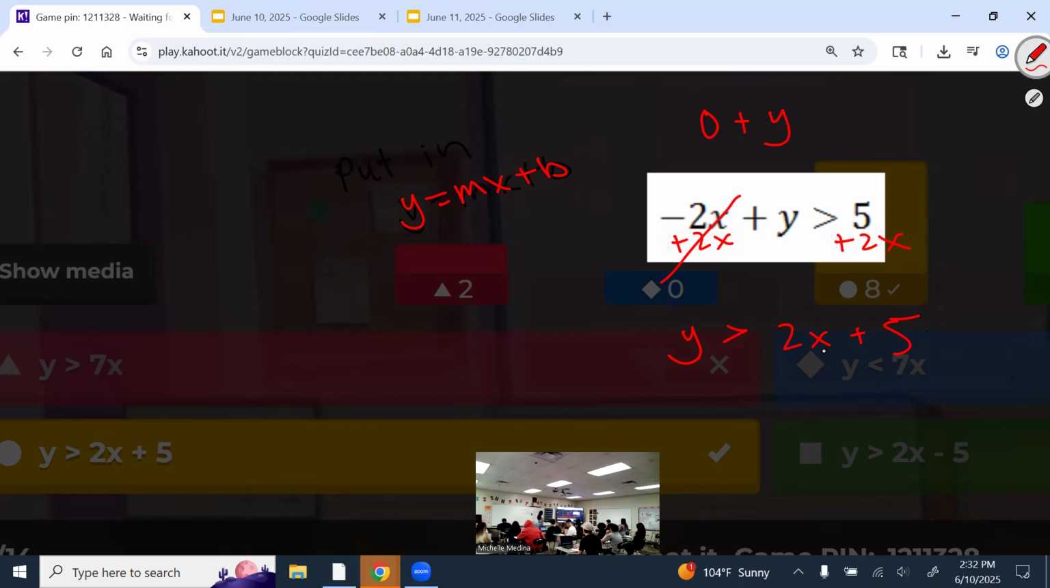When does that inequality flip? When you multiply or divide by a negative number on both sides. So unless that happens, just keep the sign in the same direction. All right, so that is how you convert that.